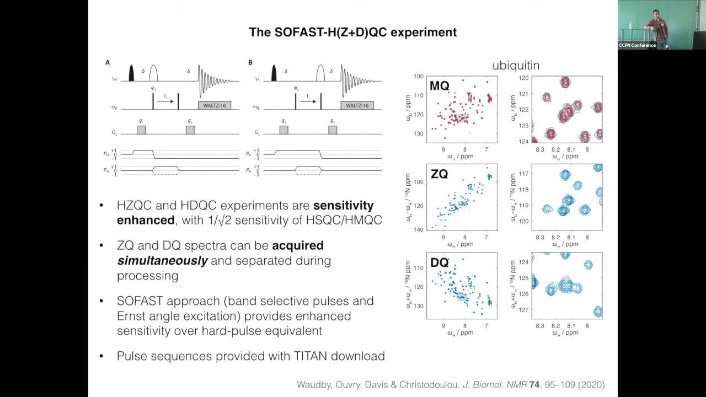So this was published about a year ago, so the sequences are available for download. If you download the latest version of Titan, they're provided with that. And it's quite a nice approach. They're pretty simple to record, and they're just regular 2D spectra to analyze and design. It's no trouble.